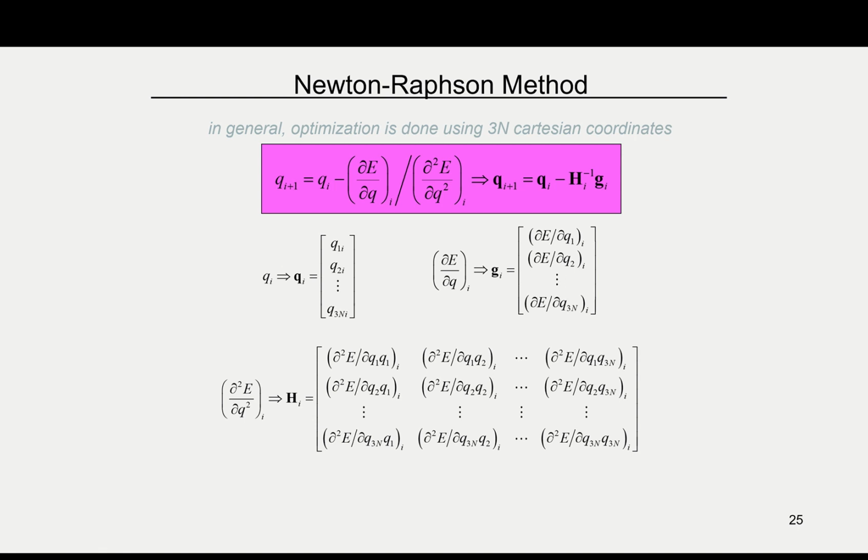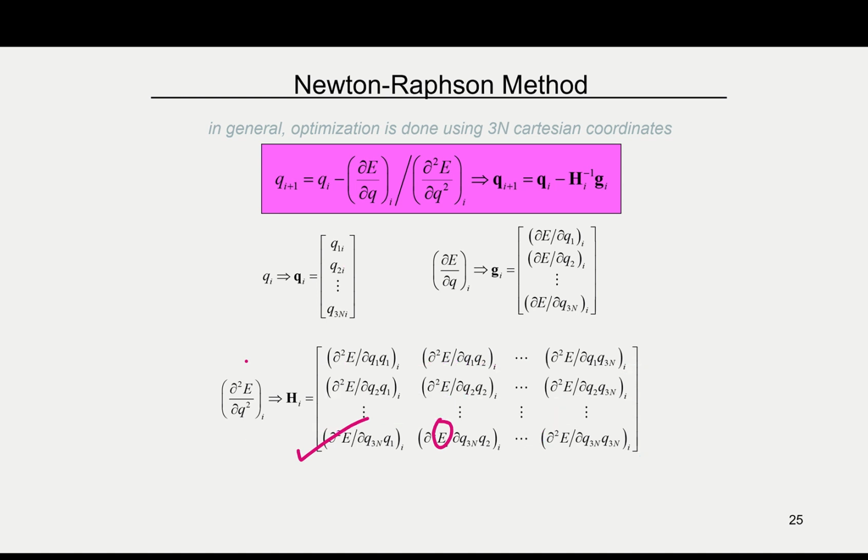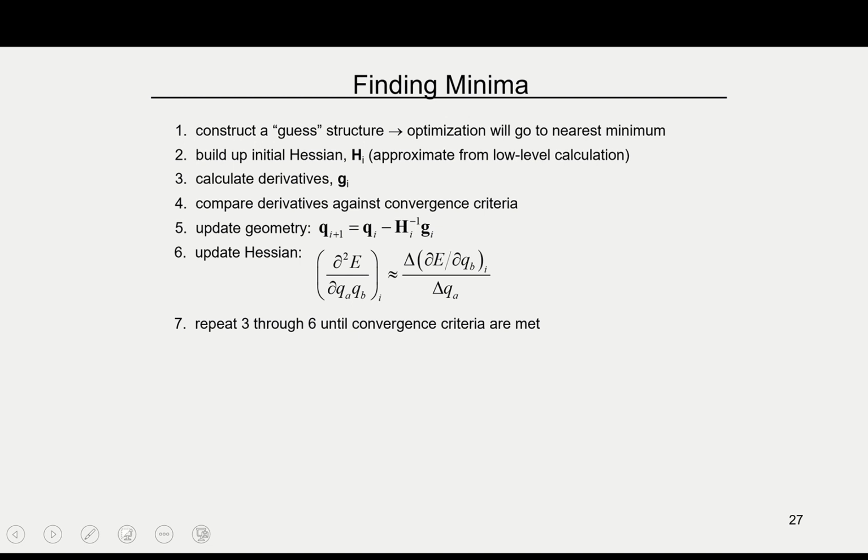This is HI, the 3n by 3n. You can see it here, this is the 3n by 3n, and finally this one is also the 3n by 3n. The other one, here, is delta E divided by delta Q, which is 3n only. So now you know about the Newton-Raphson method for 1D and 3D. This is the 3D.